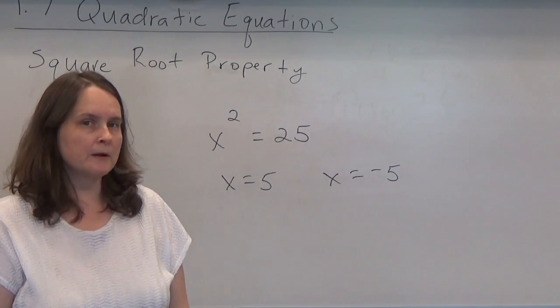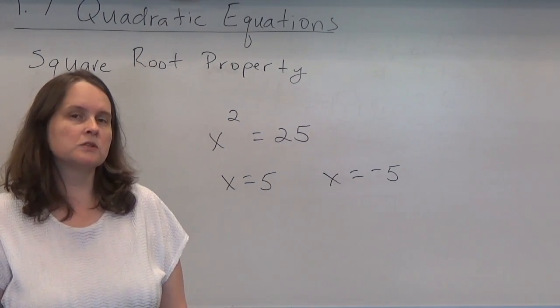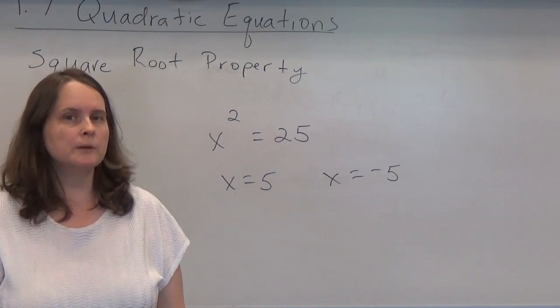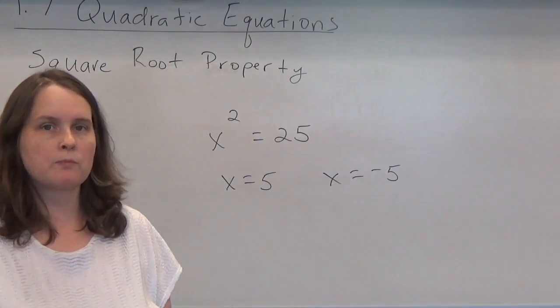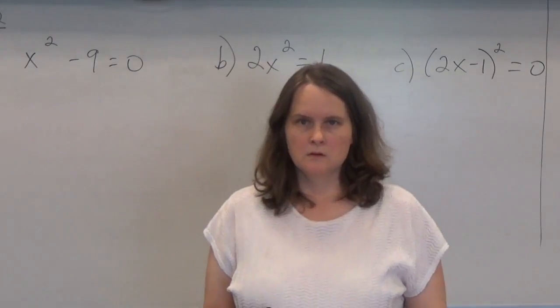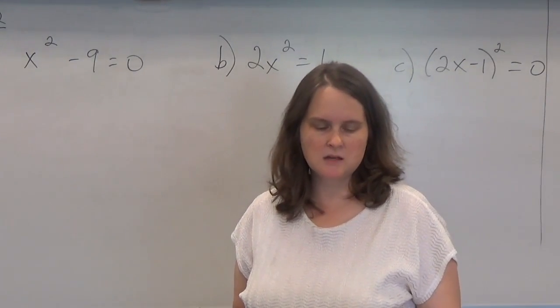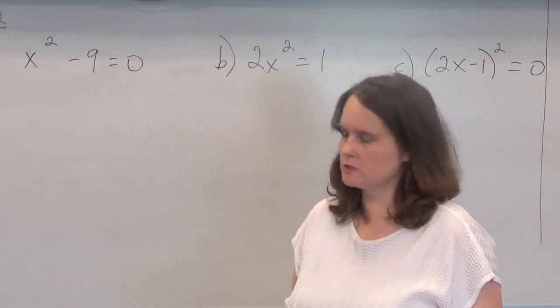So the square root property tells us that we can solve a quadratic equation in this form by taking the square root of both sides, but also remembering to do plus or minus the square root of our constant. So that's what the square root property is telling us to do. Let's take a look at how this is going to work. Example 2 asks us to use the square root property to find all complex solutions to each equation.